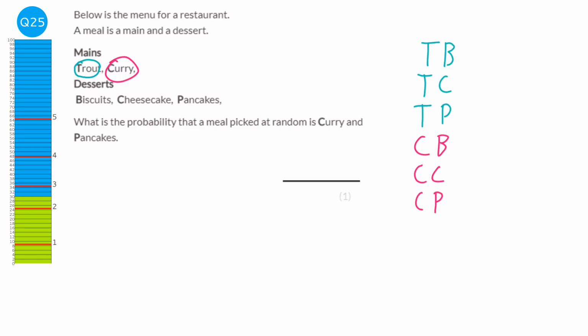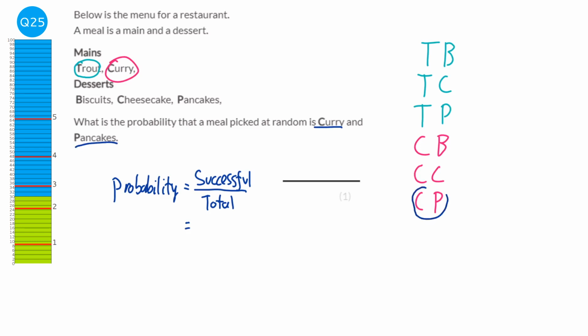Now, to work out the probability, it's the amount of successful outcomes over the total amount of outcomes. So successful for this is a curry and pancakes. So curry and pancakes is a successful outcome, so it's just 1. The total amount are 1, 2, 3, 4, 5, 6. So the chance of me picking at random a curry and pancakes is 1 over 6.